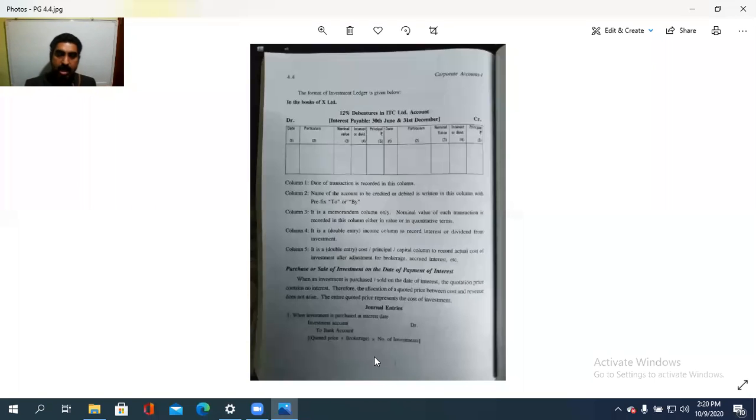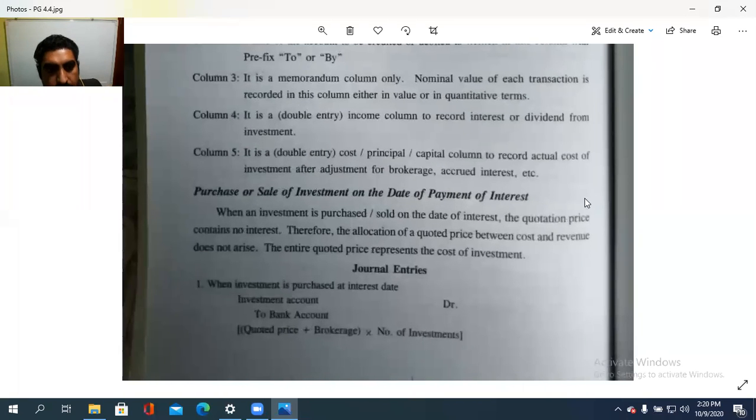Then how the accounting treatment is to be with regard to investment account. So when an investment is purchased or sold on the date of interest, the quotation price contains no interest, while allocation of a quoted price between the cost and revenue does not arise. So the entire quoted price represents the cost of investment. So if the investment is purchased at interest due, in such a case, what is the entry?